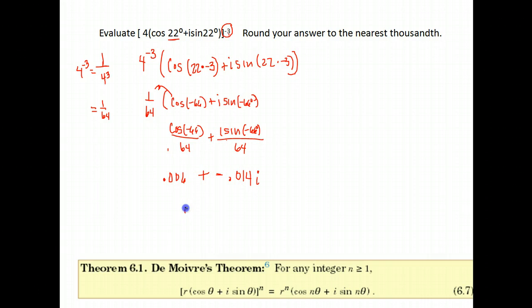Okay, so our answer would be 0.006 or 6 thousandths minus 0.014 or 14 thousandths, is the way that's read, is our answer rounded to the nearest thousandth.